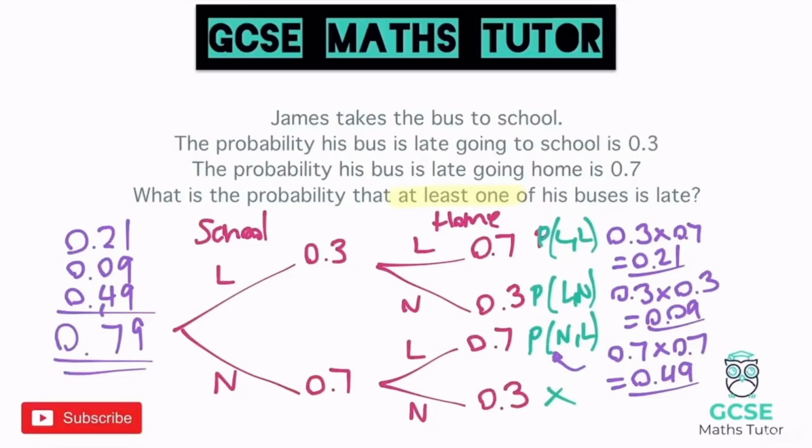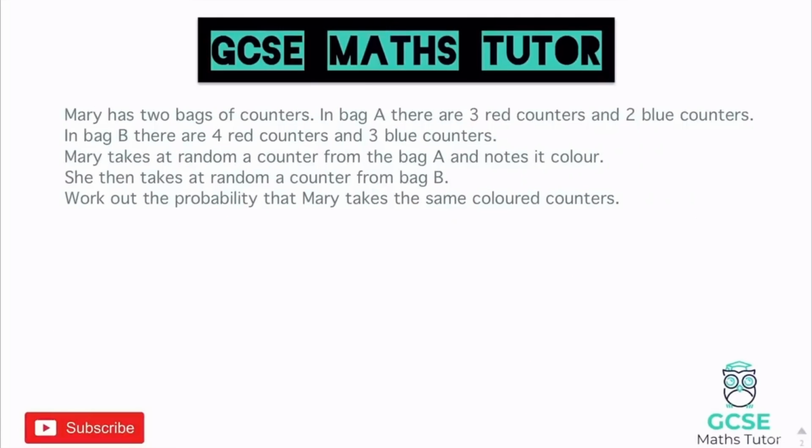Let's have a look at some with some fractions. Okay, so this question here says Mary has 2 bags of counters. In bag A there are 3 red and 2 blue, and in bag B there are 4 red and 3 blue. It says Mary takes at random a counter from bag A and notes its colour. She then takes at random a counter from bag B. Work out the probability that Mary takes the same coloured counters.